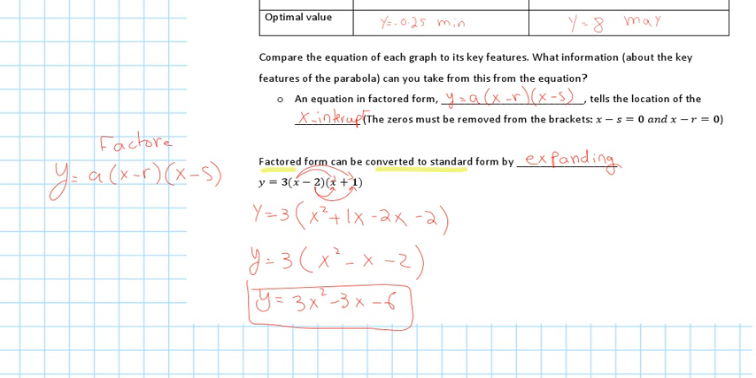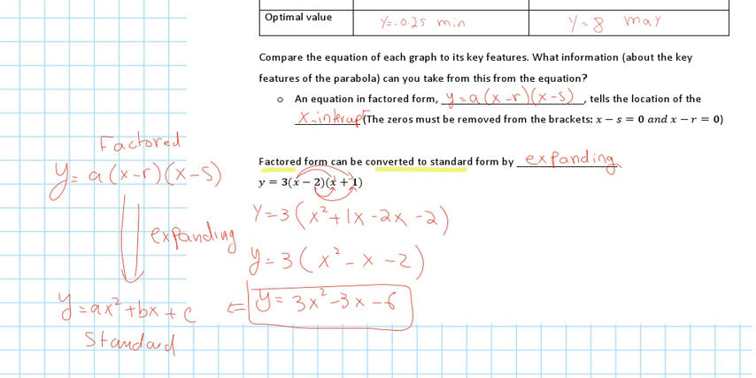Now, when I expanded, I ended up with this. Does this look like this to you, but with numbers? That's the standard form. So what I did here is go from factored form to standard form by a process called expanding. That's the actual word. If FOIL is the method, expanding is the name of the process.